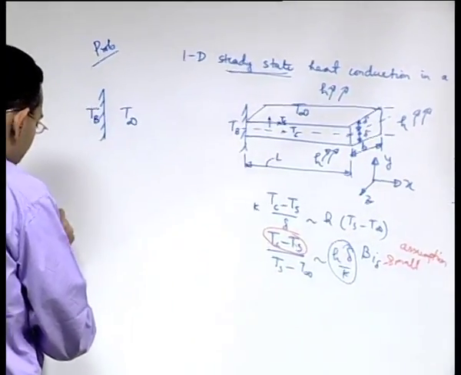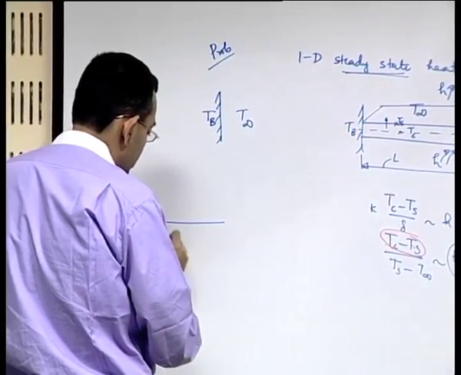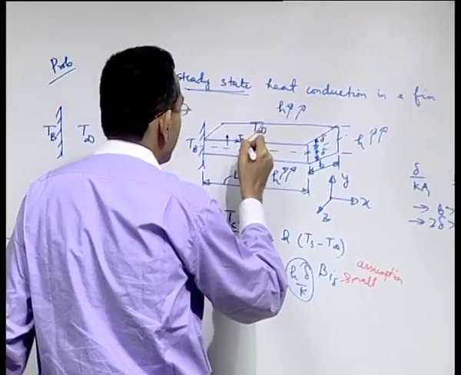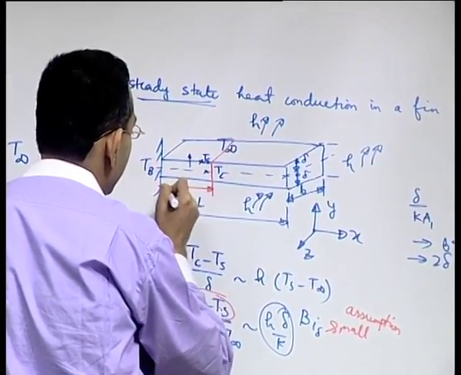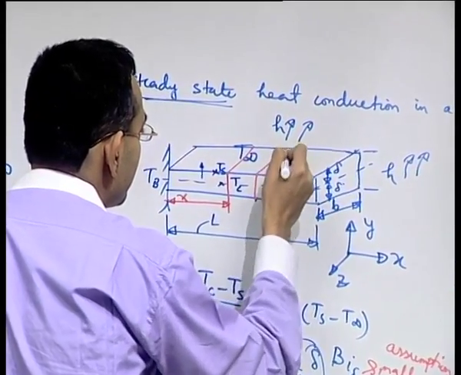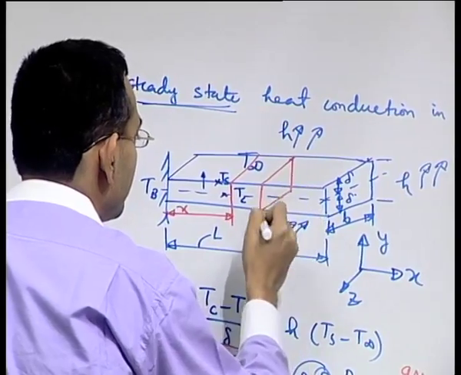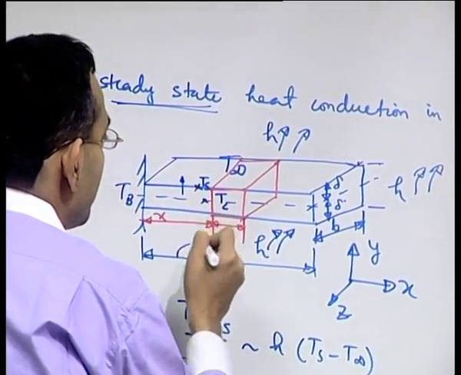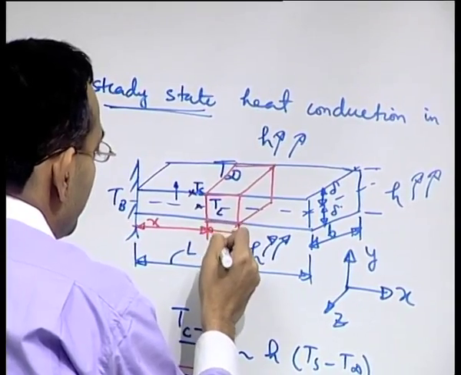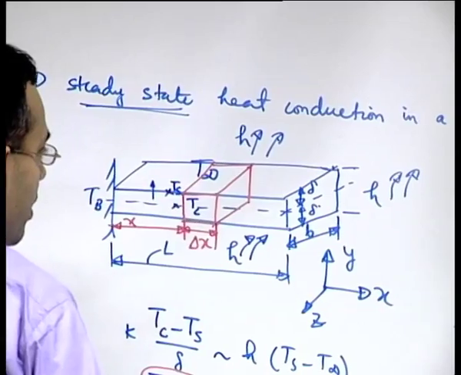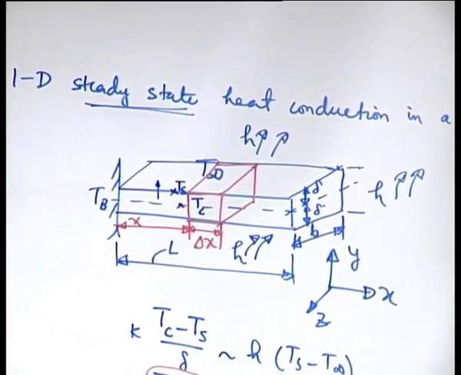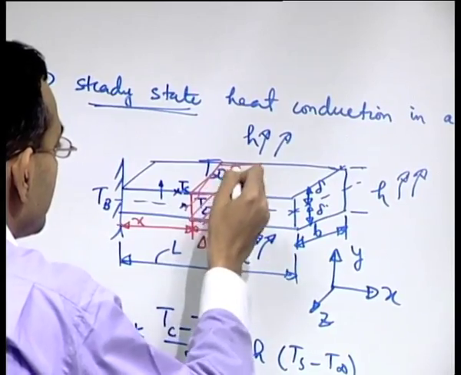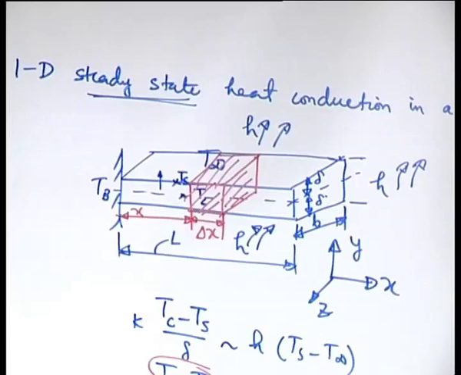So, to do that, let us say that we consider at a distance x a section of width delta x and write an energy balance. So, we are isolating the element, this one, and drawing it separately here.